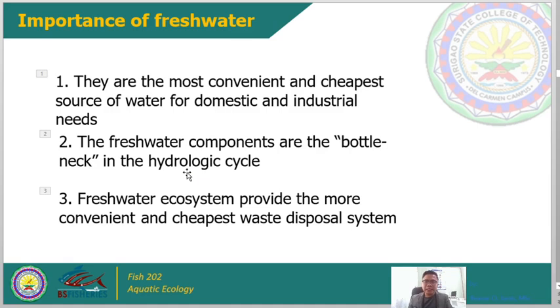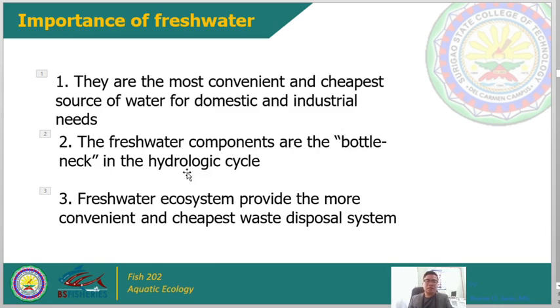Now, why are we dealing with the freshwater? Because freshwater is the most convenient and the cheapest source of water for domestic and industrial needs. We all know for a fact that we do not supply the industry, the domestic areas, the commercial centers with marine water. We do not supply marine waters into the malls and the hotels, restaurants, and so on and so forth, the urban areas. We supply them with fresh water. So that is the most convenient and the cheapest source of water, fresh water. And secondly, the freshwater components are the bottleneck in the hydrologic cycle. We all know for a fact that freshwater environments play a very important role in transferring the waters in the phases of the water cycle, right?